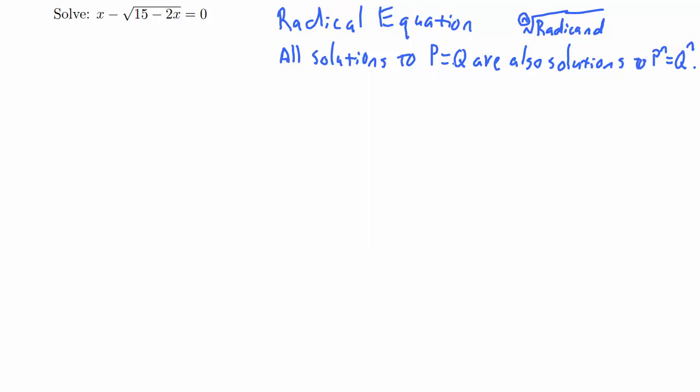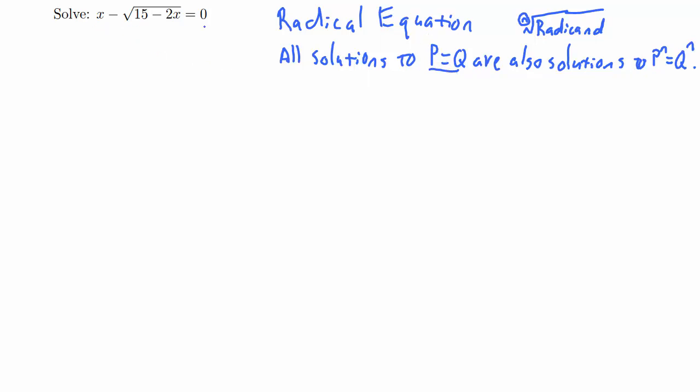Notice what it is not saying is that every solution to P to the n equals Q to the n is also a solution to P equals Q. That means that if you use this theorem, you can take both sides to some power, but you have to remember to check your solution in the original equation, because whenever you square or cube both sides, there could be solutions introduced to that resulting equation that were not solutions to the original. Now let's use this information.